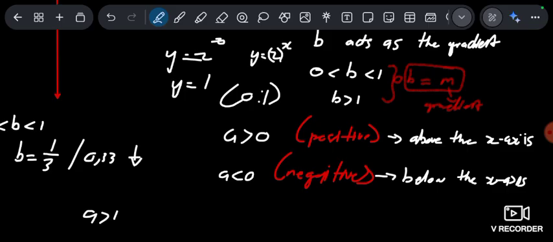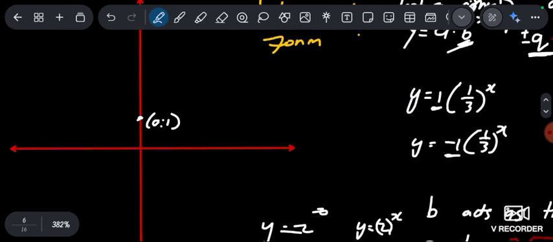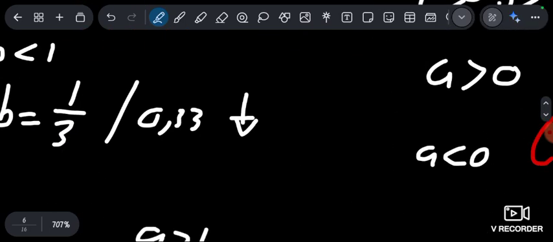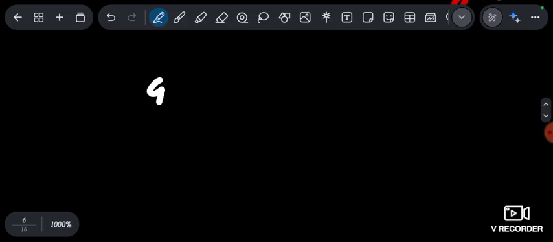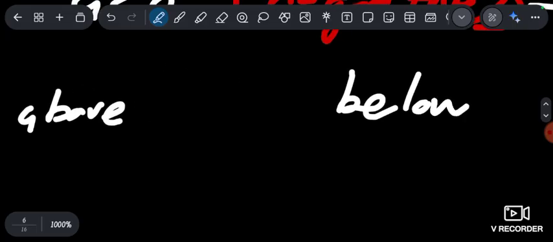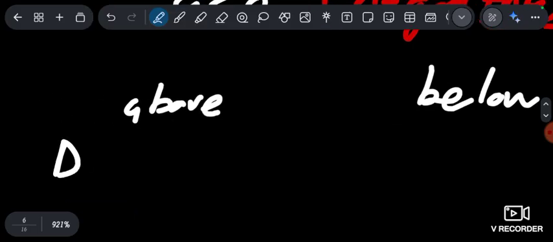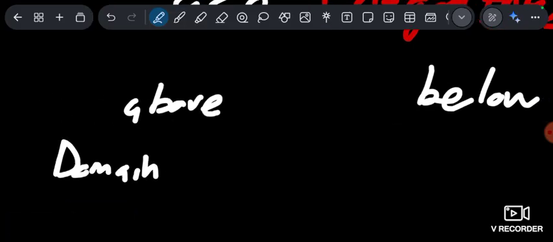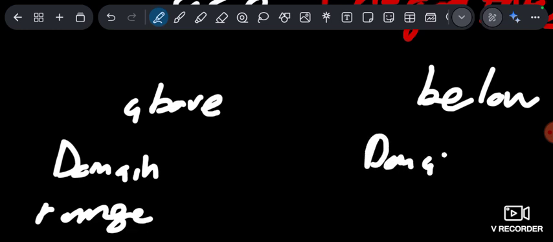That's why I want you to always pay careful attention, right? Now, let's do this for example, right? Now, if your graph is above or below, right? Let's say this is your domain, this is your range, domain, range.